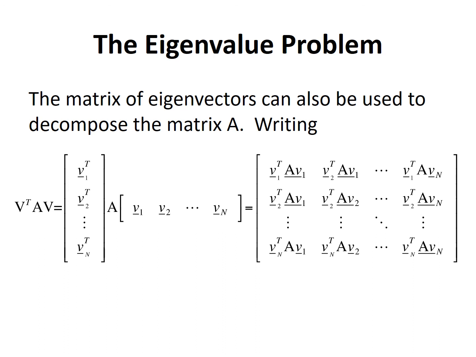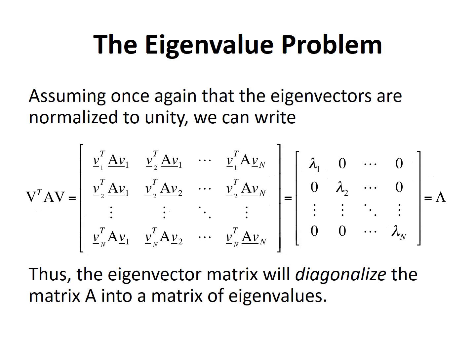This property of the eigenvectors is also important to the diagonalization of the matrix A. Setting up the matrix product V transpose A V, we see that the on-diagonal terms are equal to the matrix product V sub i transpose A V sub i. The off-diagonal terms are equal to the product V sub j transpose A V sub i. Again, assuming that the eigenvectors are normalized to unity magnitude, we see that the off-diagonal terms of this matrix product are 0. The on-diagonal terms are simply equal to the eigenvalues of the matrix A.